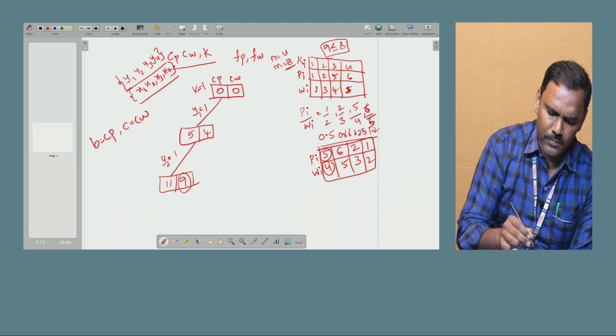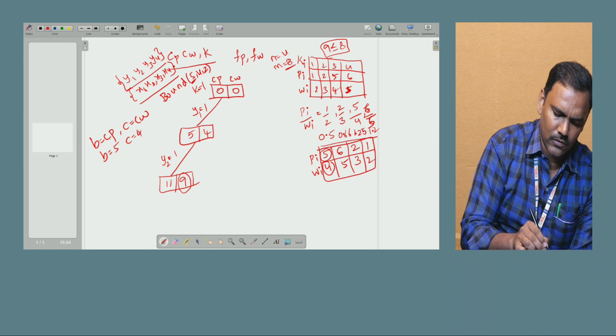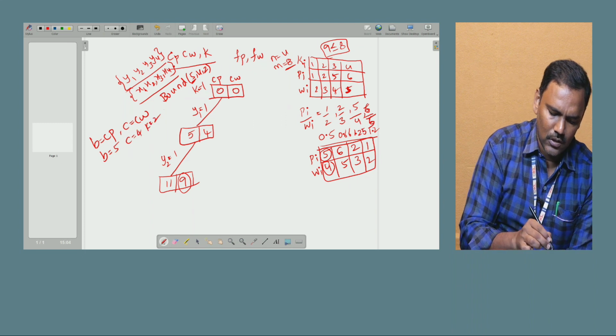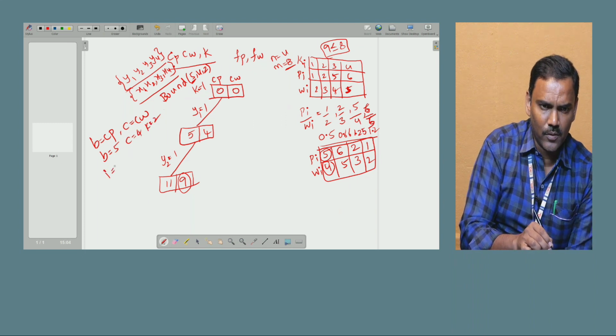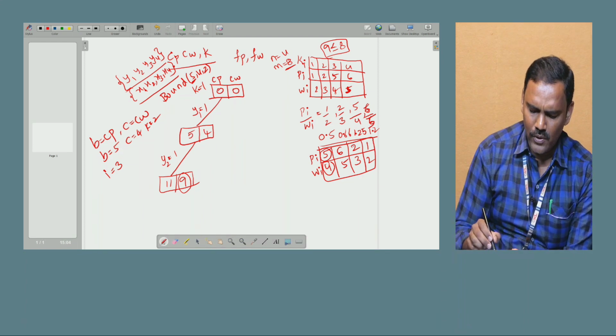That means what we are passing here is bound of 5 comma 4 comma 2. Here the B is 5, C is 4 and K is 2. Now the iteration of the loop is going to be happening I equal to 3. Now what you are going to be doing here, you are going to be adding that profit.